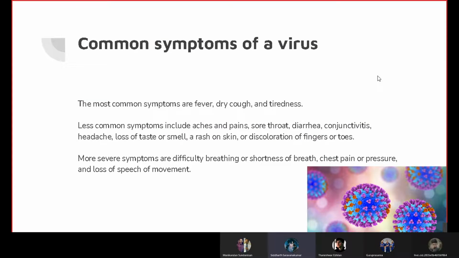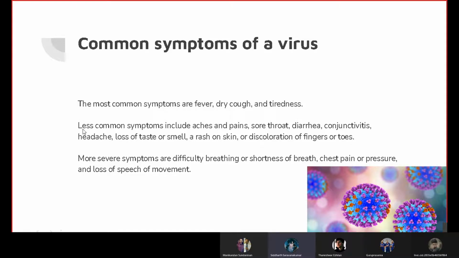The common symptoms of getting a virus. The most common ones that almost everyone gets when they get one are a fever, dry cough, or tiredness. All of these show it is a virus or a common cold, things like that. Less common symptoms also include aches, pains, sore throat, diarrhea, conjunctivitis, headaches, loss of taste or smell, a rash on the skin, or discoloration of fingers or toes. Discoloration means you lose the color and it goes blue or some other color.